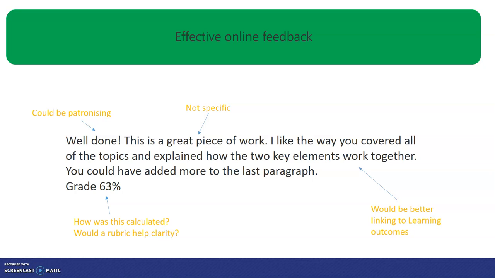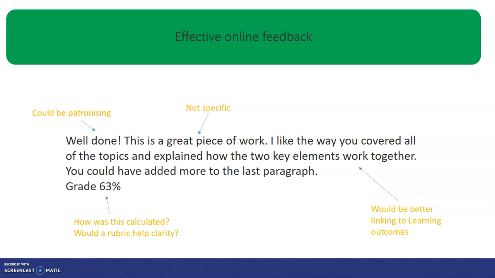The next bit is the "this is a great piece of work" statement. It's not very specific. What piece of work is great? Which particular learning outcomes have been covered? What makes it great? There are so many decisions to be considered there that one sentence does not cover what is needed, so it's not very effective.